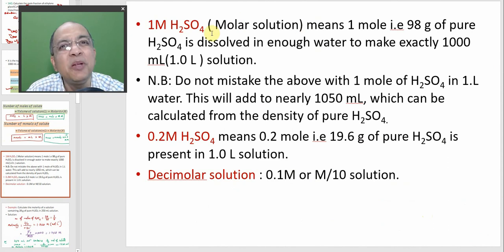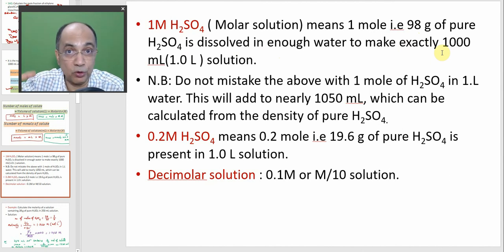1 molar or simply molar solution of any substance, say sulfuric acid, means 1 mole of sulfuric acid is present. 1 mole means 98 gram of pure sulfuric acid is present or is dissolved in enough water to make the net volume of the solution exactly 1 liter or 1000 ml. Not that you add 98 grams of pure sulfuric acid in 1 liter water. No. Take 98 grams of pure sulfuric acid and add slowly water.